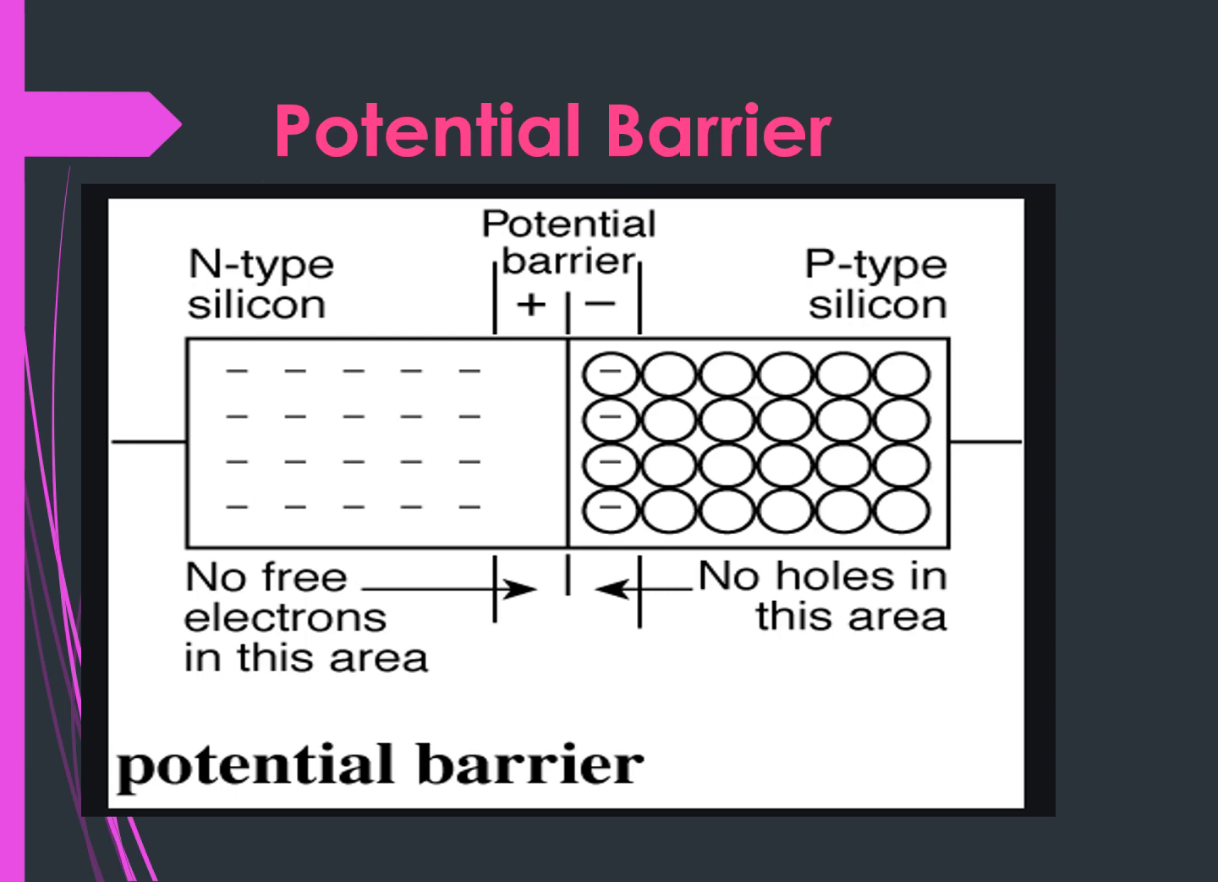This potential barrier prevents the further diffusion of the carriers into the opposite region. So it stops the diffusion once it reaches a certain value. The value of this potential barrier and the width of the depletion region depend on the semiconductor and its doping concentration.